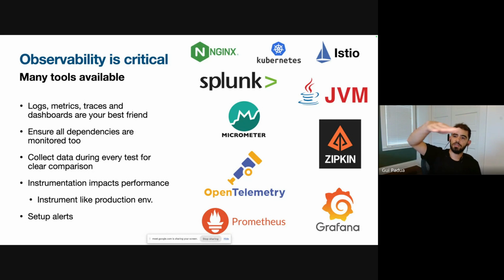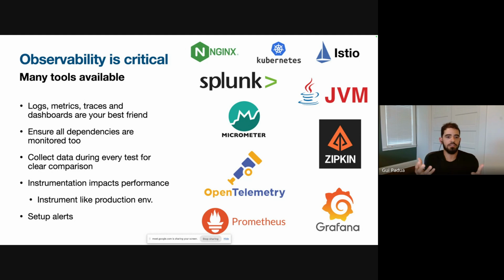I list on top here, for example, the system components actually doing the functions. That's where we would instrument for observability, and they would provide information, like Nginx for the access logs, for example, Kubernetes, Istio, the JVM itself. All of these generate metrics. Then we need to send those metrics to observability centralizers, like Splunk for logs, Micrometer, OpenTelemetry, Prometheus for the metrics, Grafana to do a dashboard, and Zipkin to do traces. There are many of those.